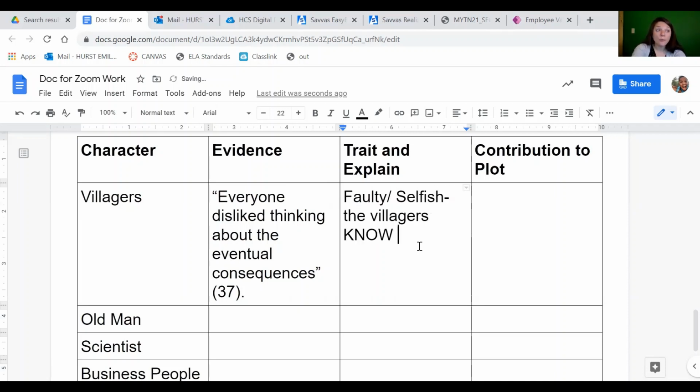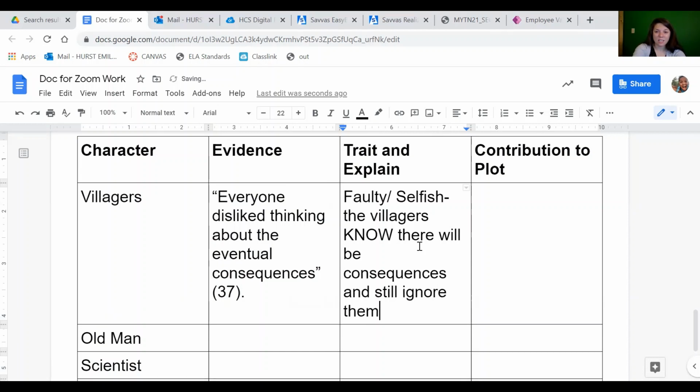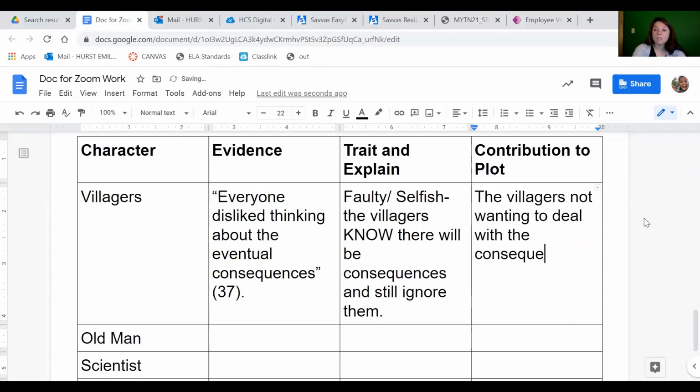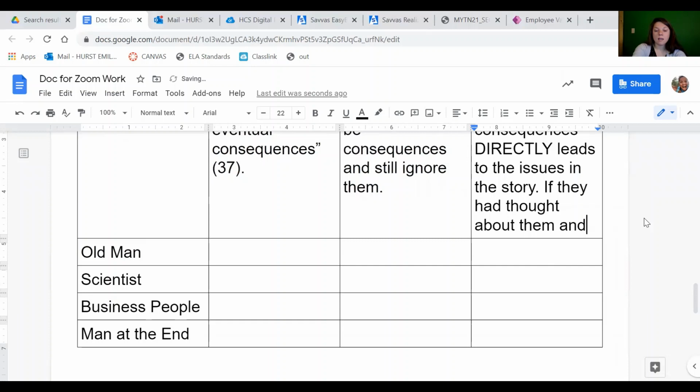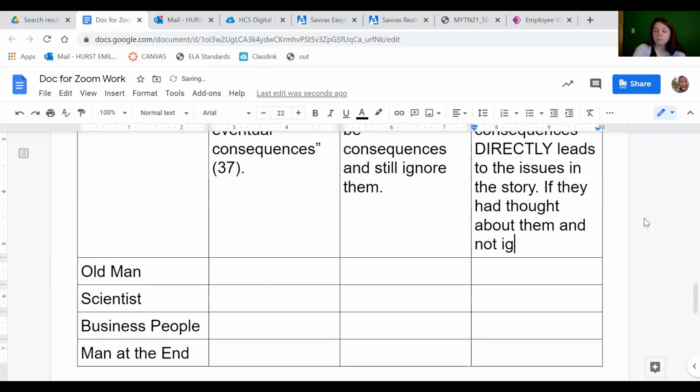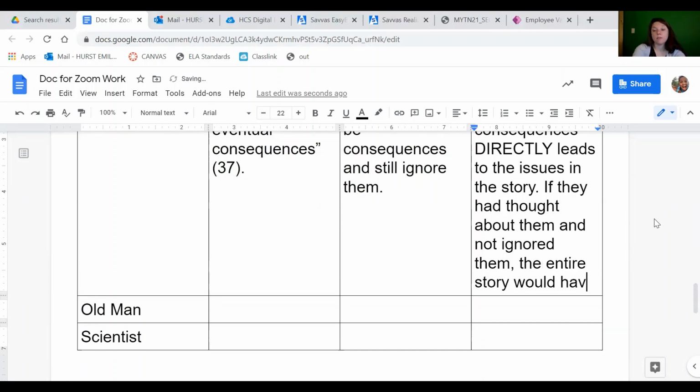The villagers know there will be consequences and still ignore them. It's not even just that they don't think about the consequences. They know that there are probably going to be consequences. They just don't want to think about them, so they just ignore them. So how does this contribute to the plot of the story? The villagers not wanting to deal with the consequences directly leads to the issues in the story. If they had thought about them and not ignored them, the entire story would have been different.